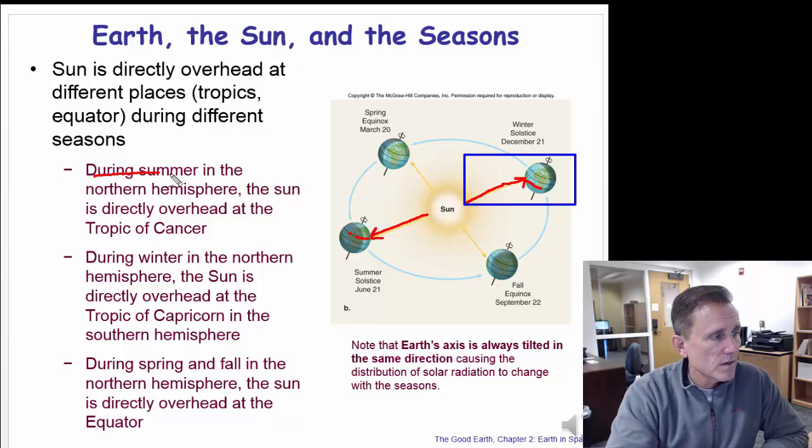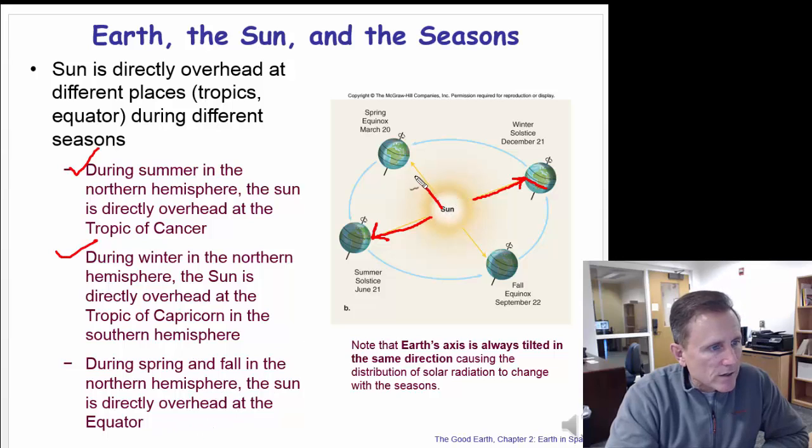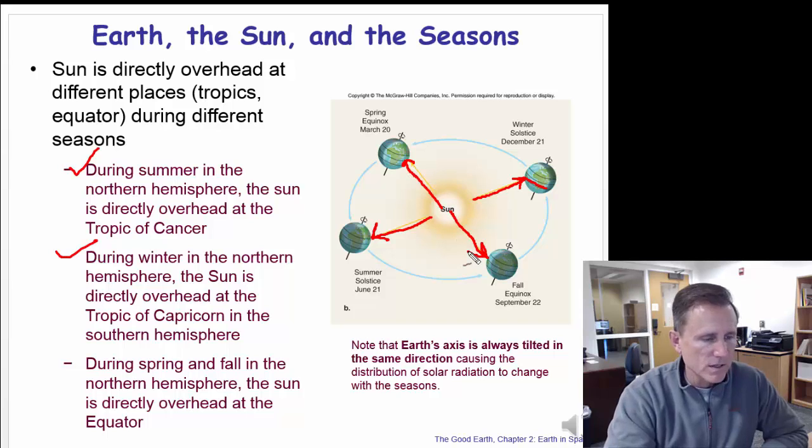So during the summer, in the northern hemisphere, the sun is directly overhead of the Tropic of Cancer. During the wintertime in the northern hemisphere, the sun is directly overhead at the Tropic of Capricorn down here. So that's the first two bullet points there. This one, during the summer, the sun is directly overhead of the Tropic of Cancer. And the second one, during the winter, the sun is directly overhead over the Tropic of Capricorn. During the spring and fall, the sun is directly overhead at the equator. So it distributes sunlight equally to all parts of the globe.